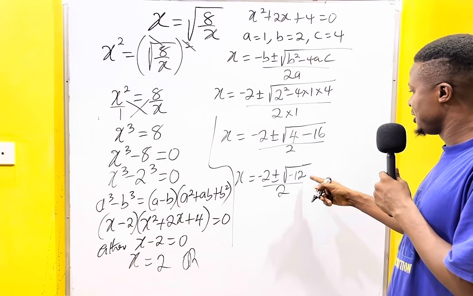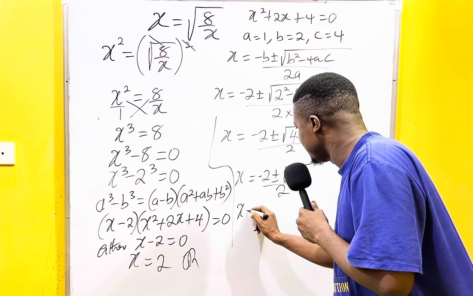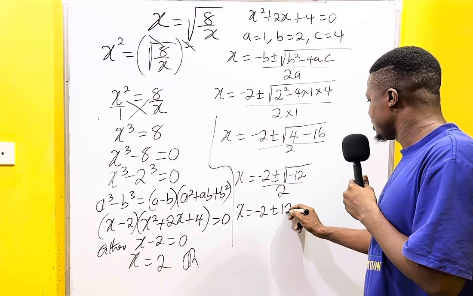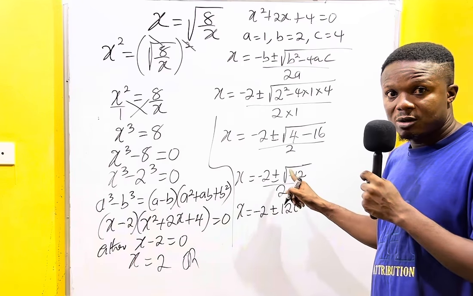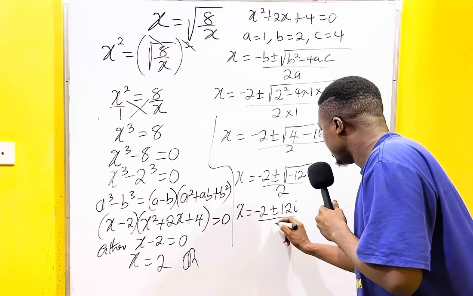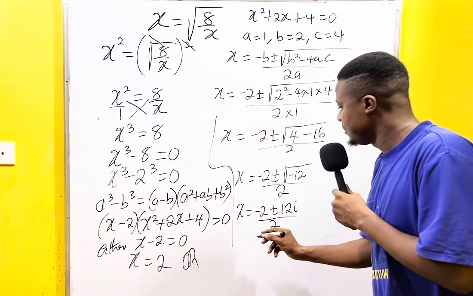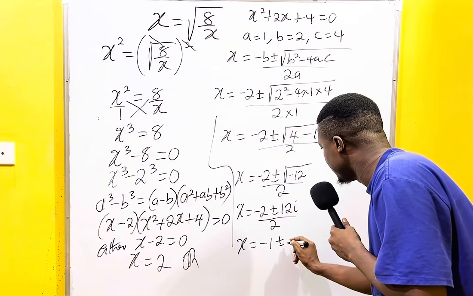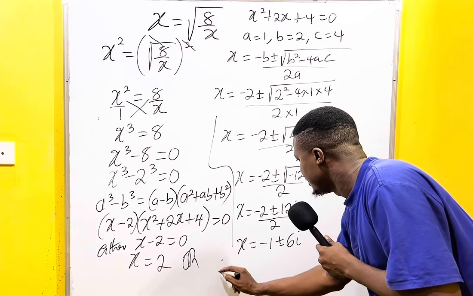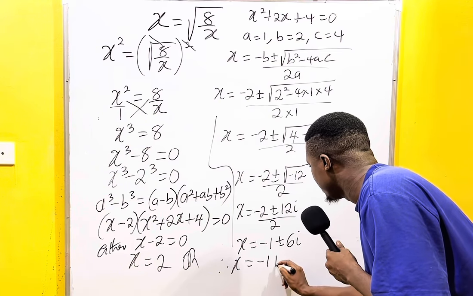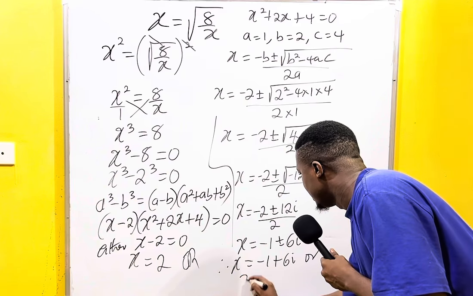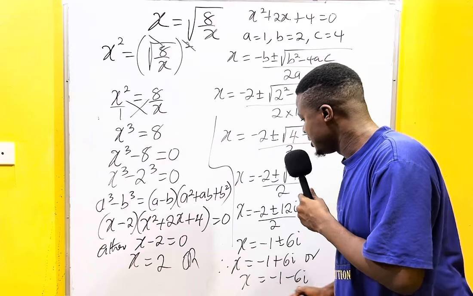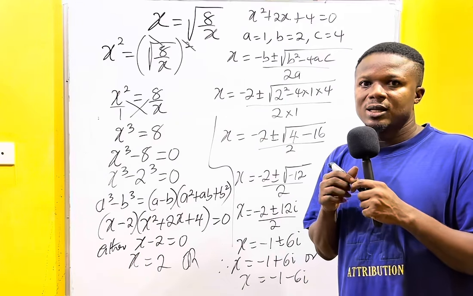This is now a complex number, an imaginary number, because of the negative. So this is minus 2 plus or minus, we can call this 12i, right? The square root of minus 12 is 12i, all over 2. Now, if I divide everything by 2, x becomes minus 1 plus or minus 6i. Therefore, x can be minus 1 plus 6i, or x can also be minus 1 minus 6i. So these are the solutions to this particular equation.